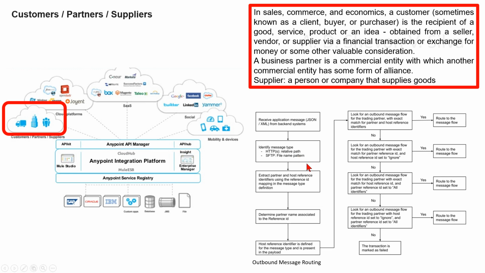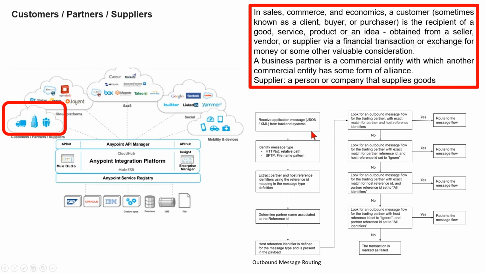Two, validate the payload against the schema supplied during the message type definition. Three, use the supplied data view map to obtain the partner reference IDs, optional host reference IDs, and business keys. The partner reference ID and host reference ID specify the message flow through which the transaction is processed.